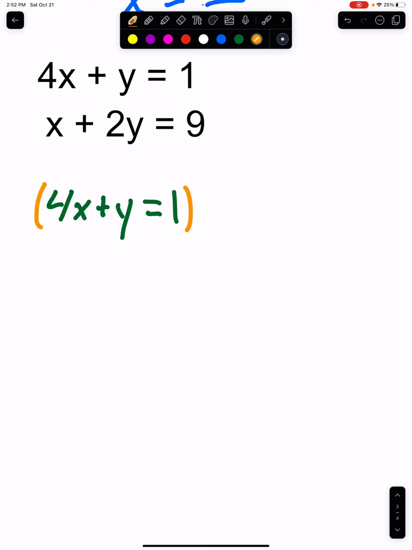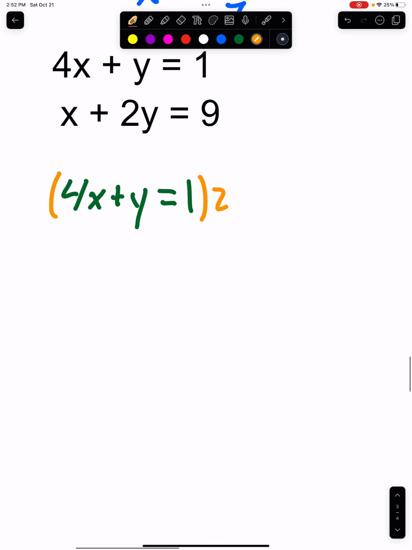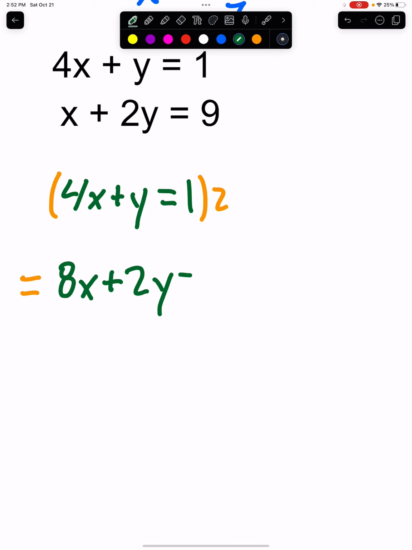So we can get 2y. And what this is going to equal, I'll write it down here. 4x times 2 is 8x. And y times 2 is 2y. This is what I wanted. This 2y. 1 times 2 is 2. All right, now we got the 2y here.